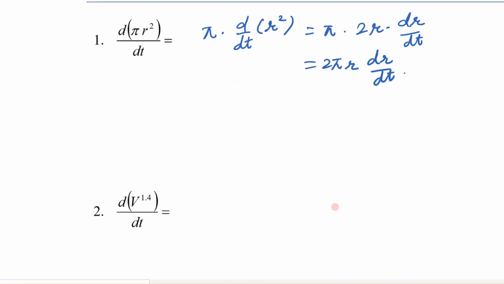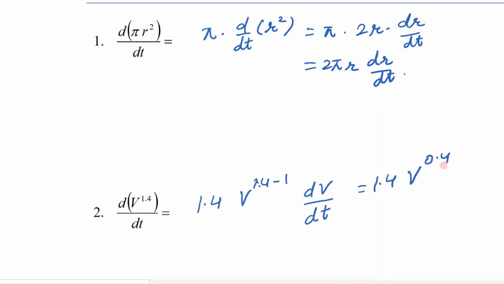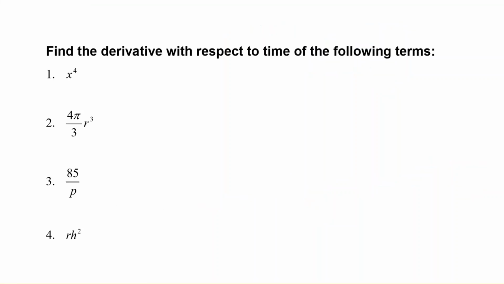Similarly, in the next one, we want to take the derivative of v raised to power 1.4 with respect to t. So first bring the power down, reduce the power by 1, and then take the derivative of v with respect to t. So we get 1.4 v raised to power 0.4 dv over dt. So you can try a few more examples for practice.